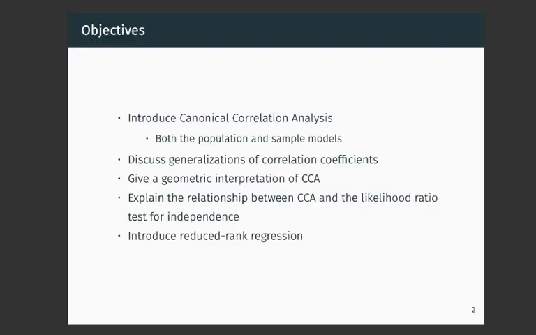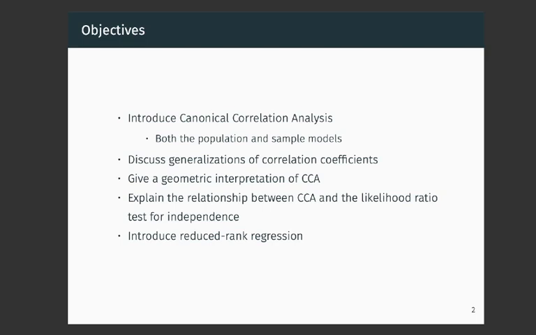Here are the objectives for this topic. First, we're going to introduce canonical correlation analysis at both the population and sample level, just like we did with principal component analysis. Then we'll talk about generalizations of correlation coefficients, so the univariate correlation coefficients, and we'll discuss how CCA fits into this topic.